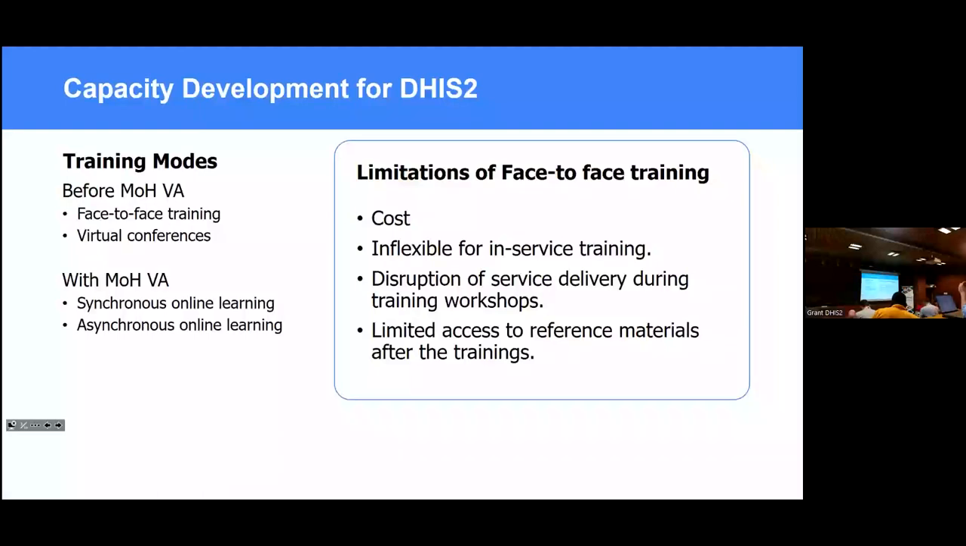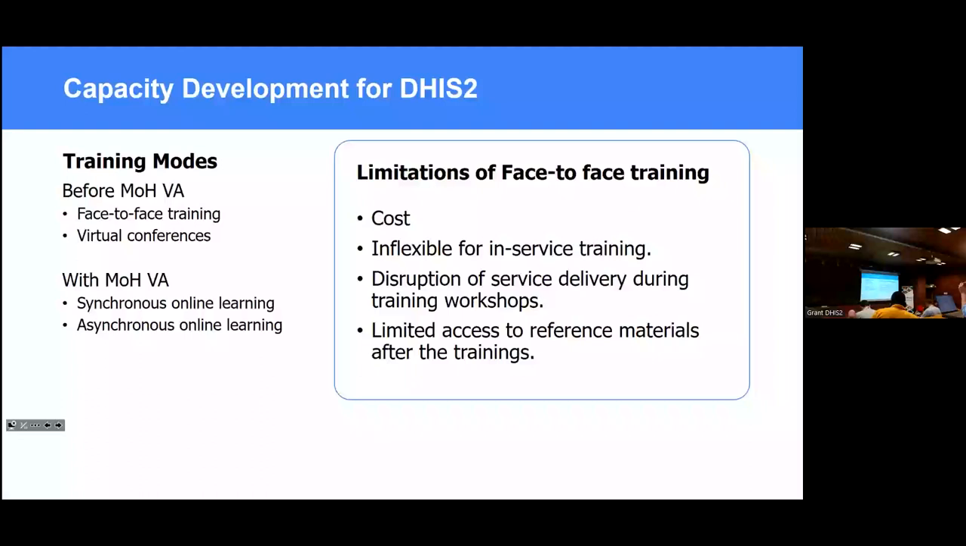And it's quite inflexible for those who want to do in-service training. And there's limited access sometimes to materials, even after the training. So we thought through and decided to come up with a virtual academy. And for the virtual academy, we have two approaches. One is synchronous, and the other one is asynchronous.